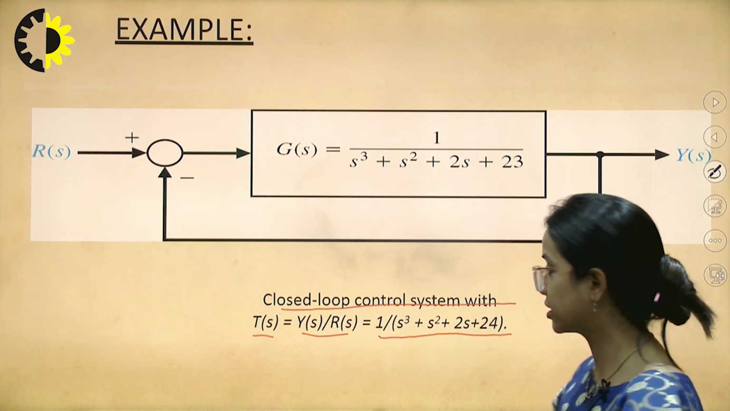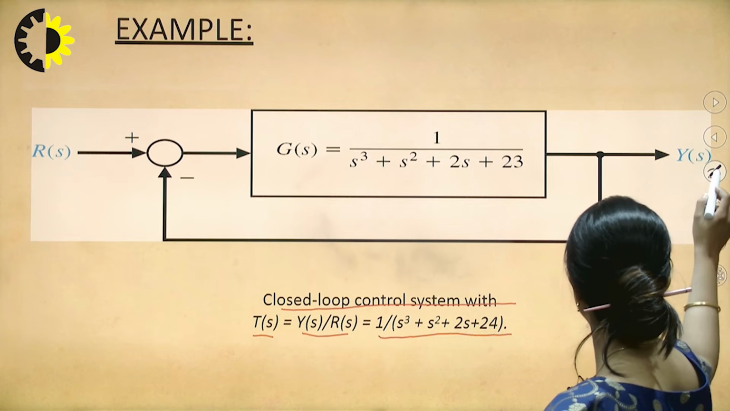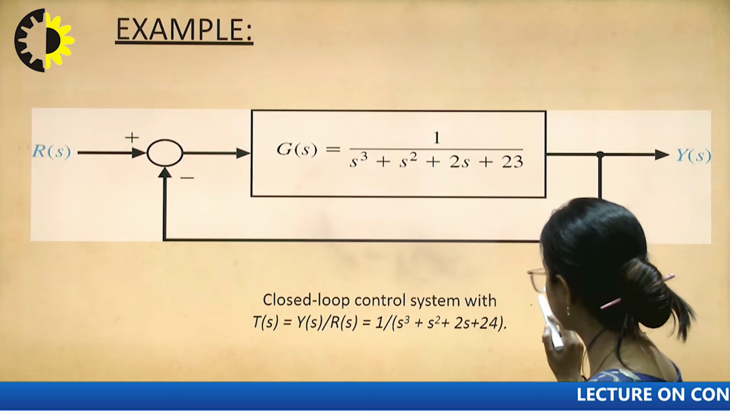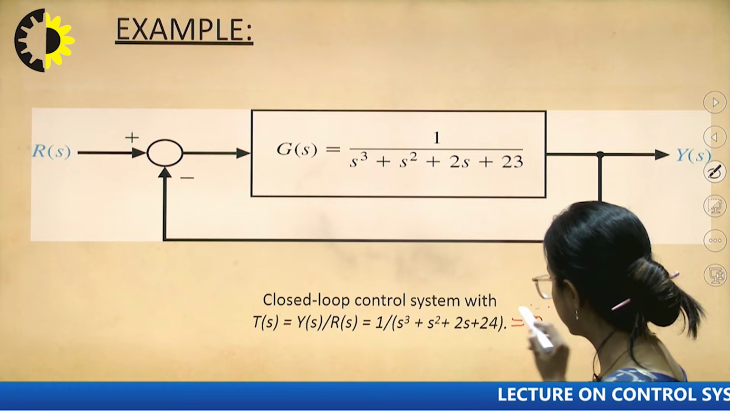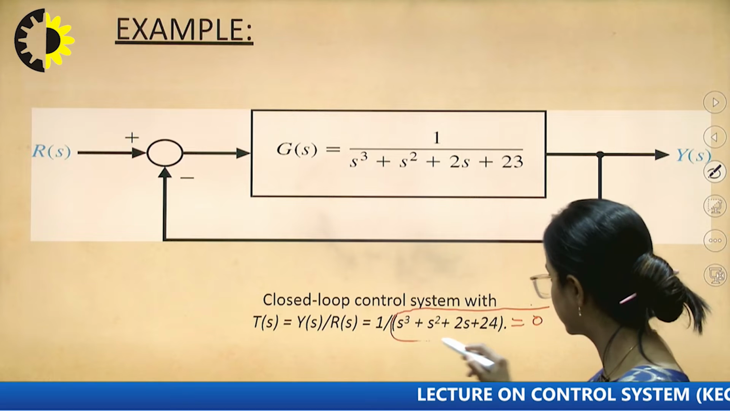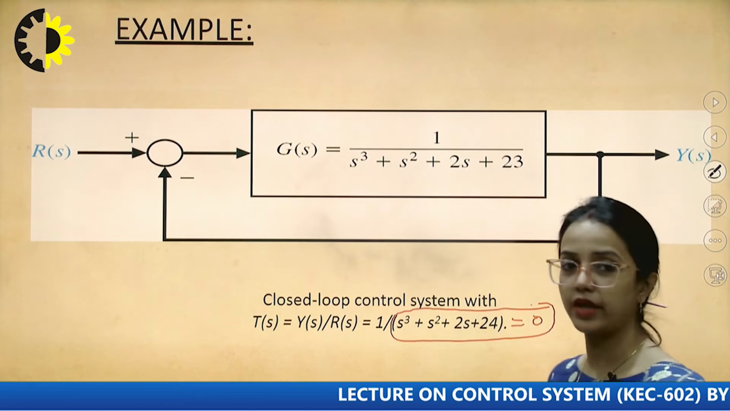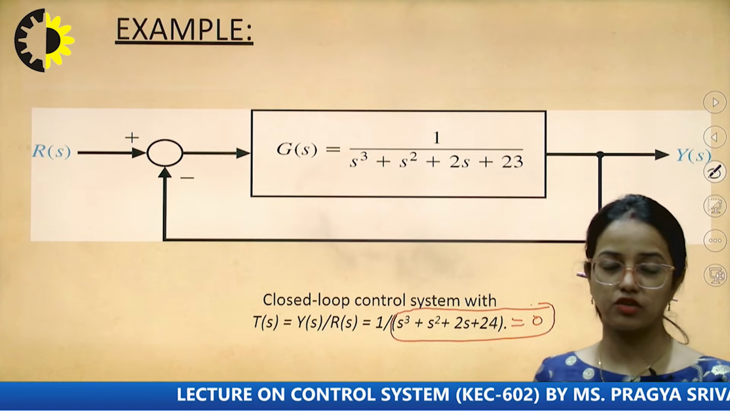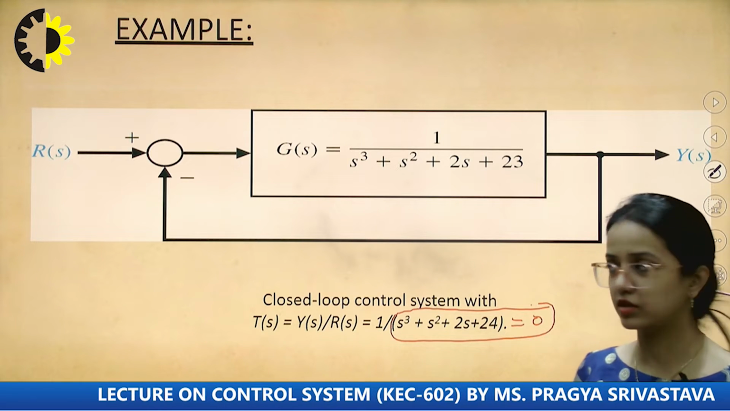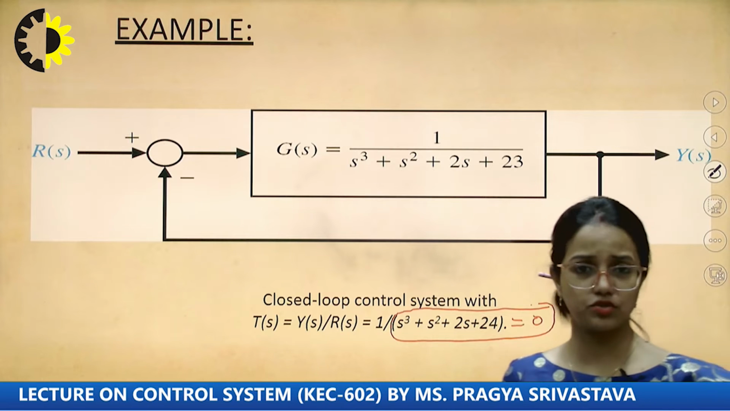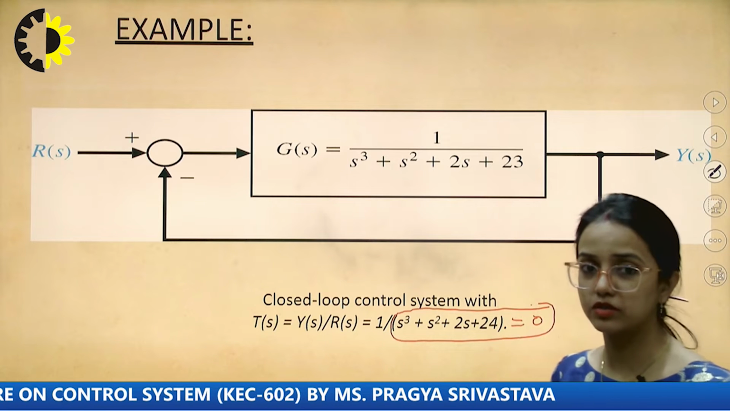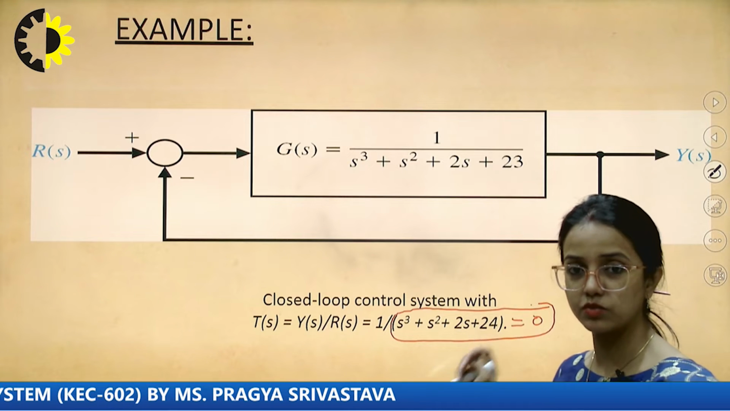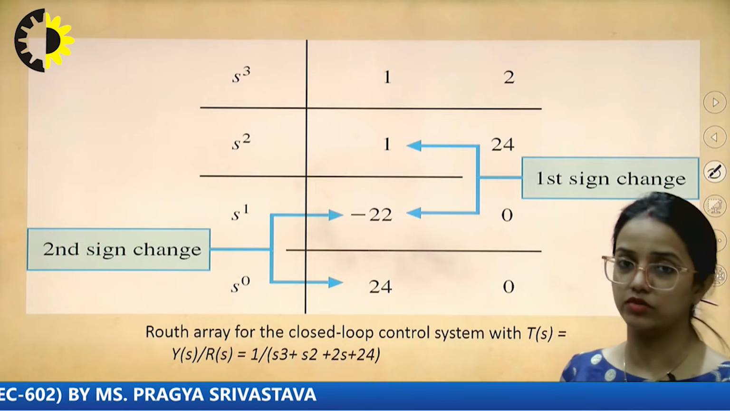What is the characteristic equation? The characteristic equation here will be this portion equal to 0. So this becomes the characteristic equation. So it is very much eligible for Routh-Hurwitz criteria. Why? Because none of the coefficients are exponential or sinusoidal or trigonometric, and all the terms are available, s raised to the power 3, 2, 1, 0. So no term is missing. So we are good to solve.